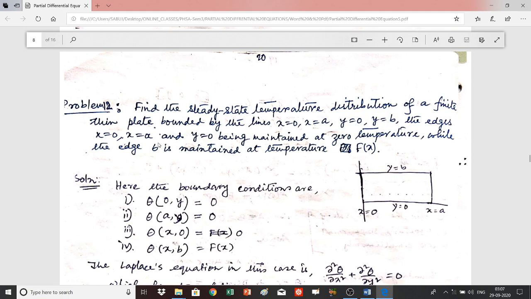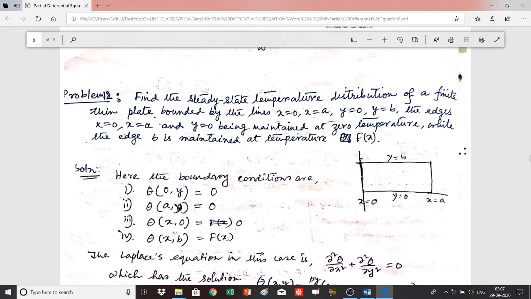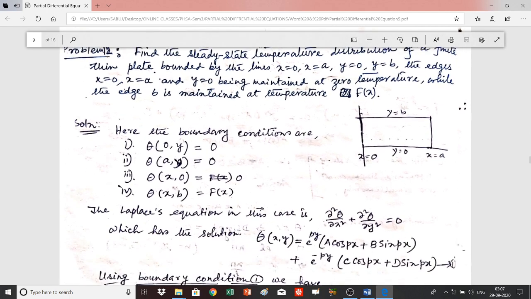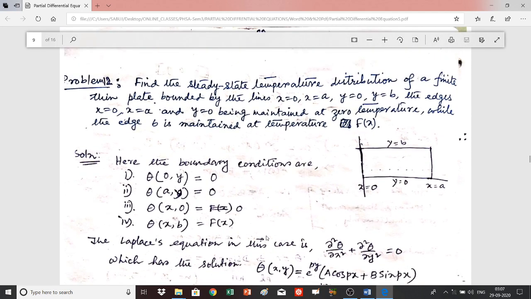So all these boundary conditions are summarized here. Now Laplace's equation in this case, since it is a two-dimensional case, will give you del squared theta by del x squared plus del squared theta by del y squared is equal to 0. I am not here to solve this, because I am taking the solution of this expression.